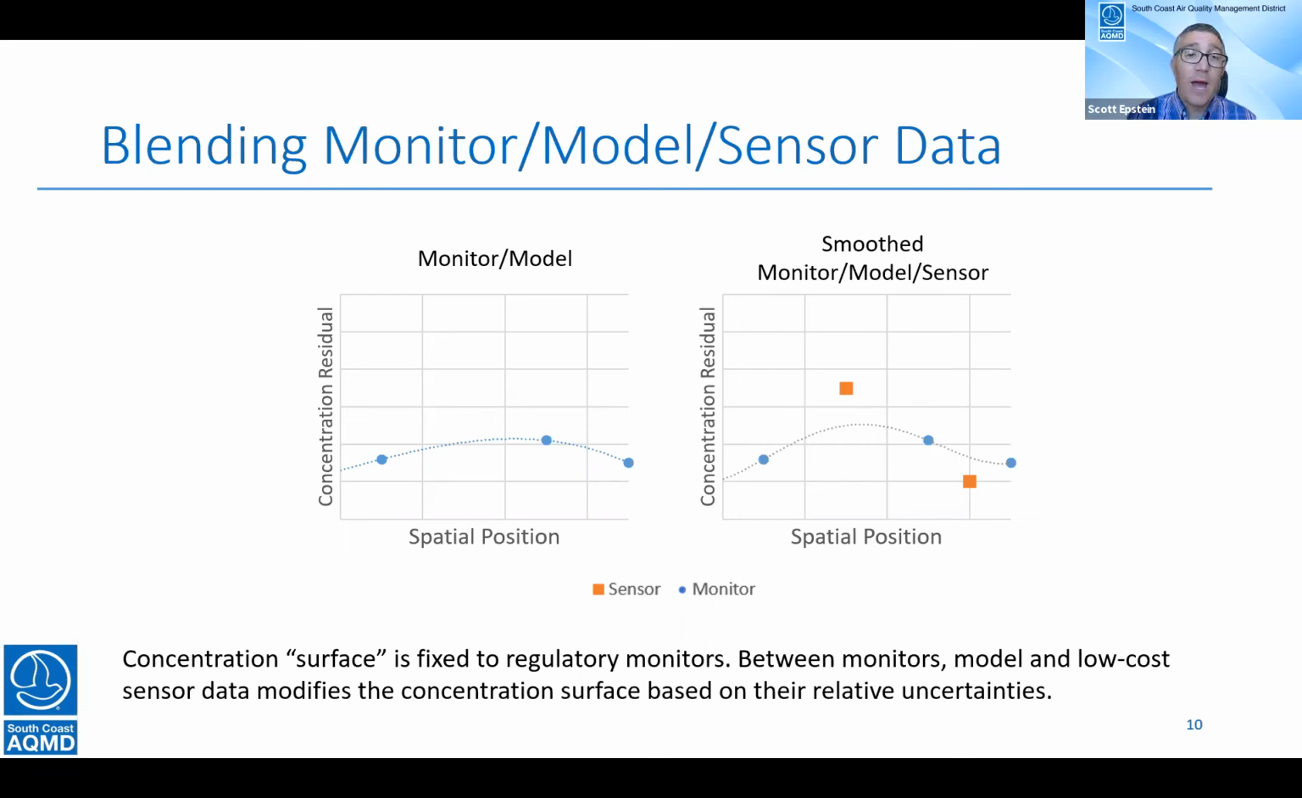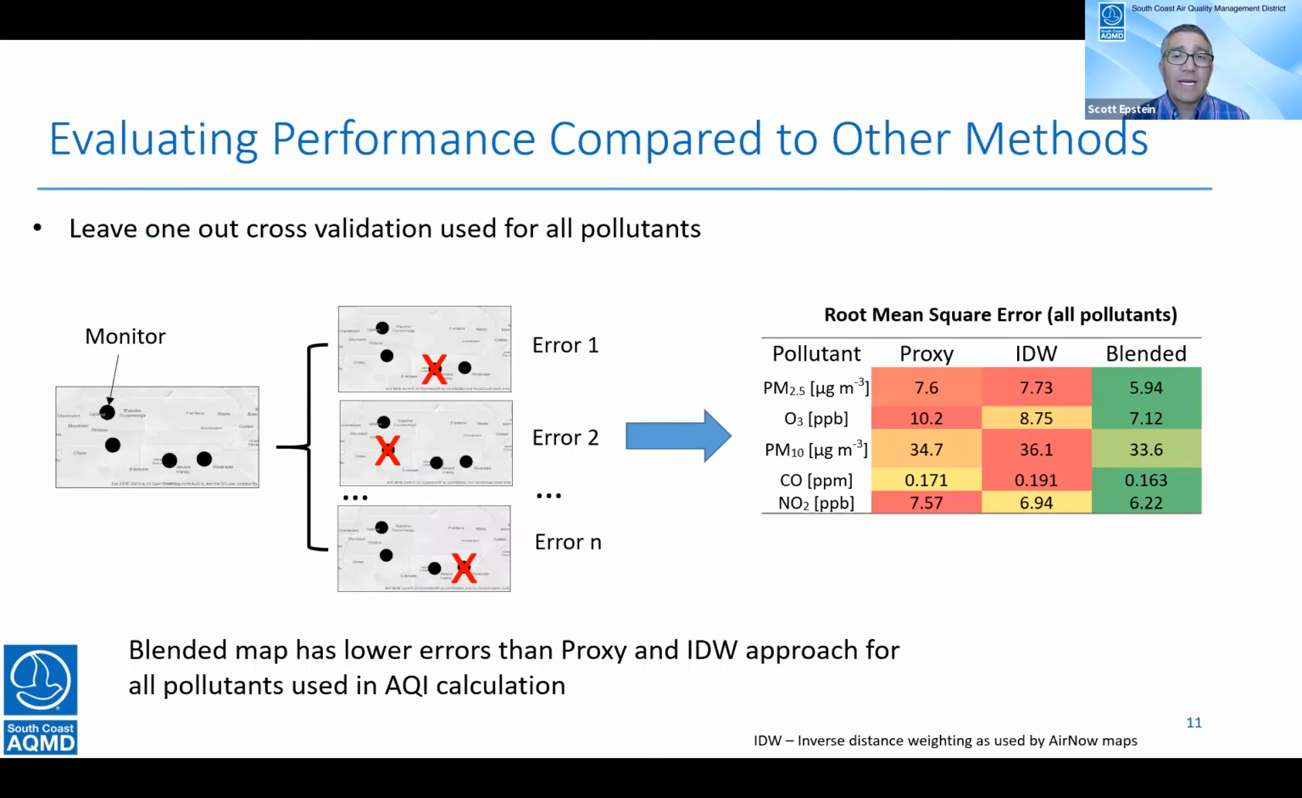So now we can look at how this technique works compared to other methods. So we've done extensive performance analysis to compare our proxy method and the inverse distance weighted approach used in AirNow. So our primary tool is leave one out cross-validation, and we do this for all pollutants. Basically, we remove one monitor at a time, and we calculate what the interpolated value would be at that monitor and compare it to the actual measurement. And this is done for almost a year of backwards predictions.